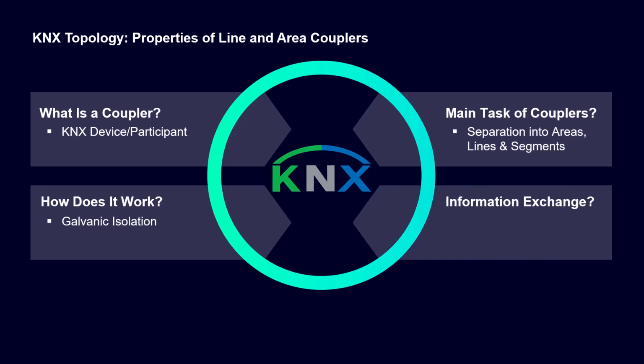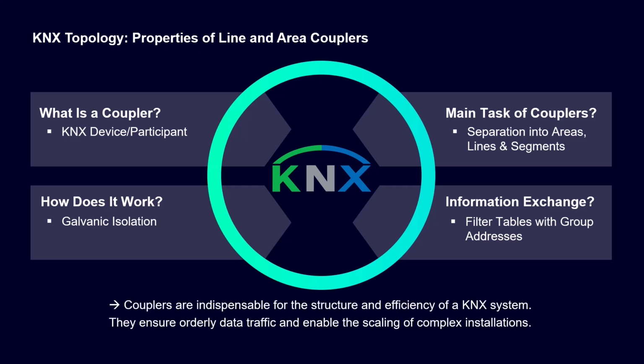How does this information exchange take place? Couplers work with so-called filter tables. These tables determine which information, such as group addresses, may be forwarded through the coupler. This ensures that only relevant data is exchanged between lines. Later, we will look at a concrete example. In summary, couplers are indispensable for the structure and efficiency of a KNX system. They ensure structured data traffic and enable the scaling of complex installations.